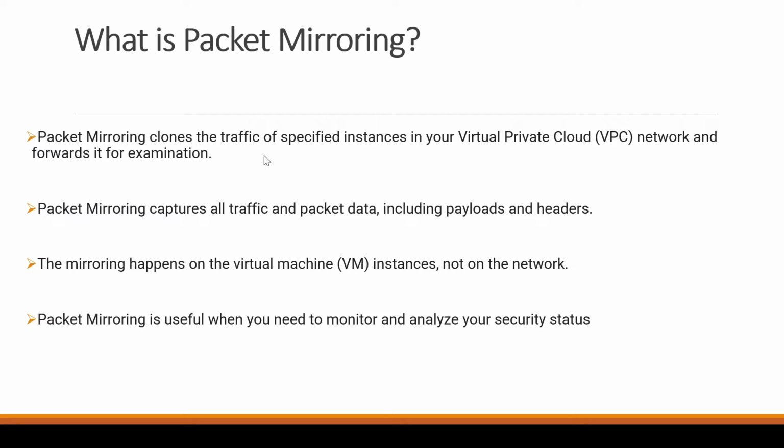Packet mirroring clones the traffic of a specified instance in your virtual private network and forwards it to the destinations, right? Packet mirroring captures all the traffic and packet data, including the payloads and headers. The capture can be configured for ingress, the incoming traffic, or egress, the outgoing traffic, right? And the mirroring happens on your virtual machine instance and not on the network, right?